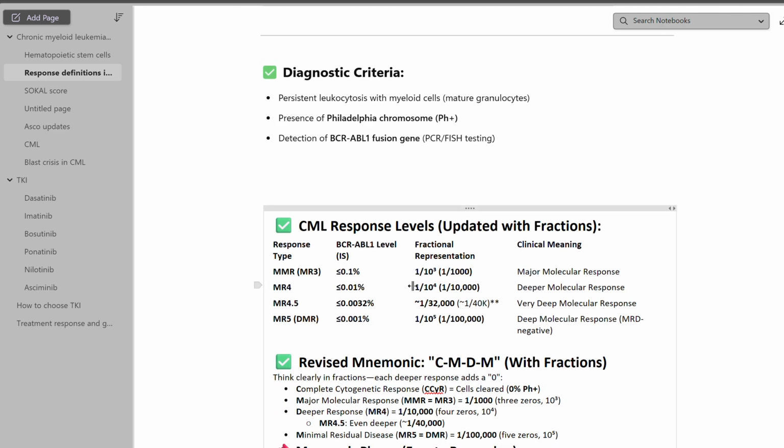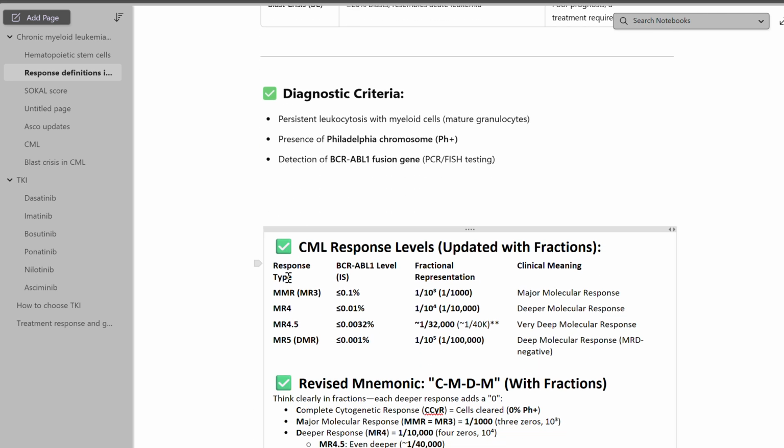So an easy way to think of it is complete hematological response: there are no elevated WBCs greater than 10,000. Cytogenetic response: the BCR-ABL, the Philadelphia chromosome, is less than the cutoff criteria. The major molecular response of 0.1 is MR3, or 1 divided by 10 to the power 3. 1 divided by 10 to the power 4 of IS, the International Standard Scale, is called MR4. And MR5 is 1 by 10 to the power 5.